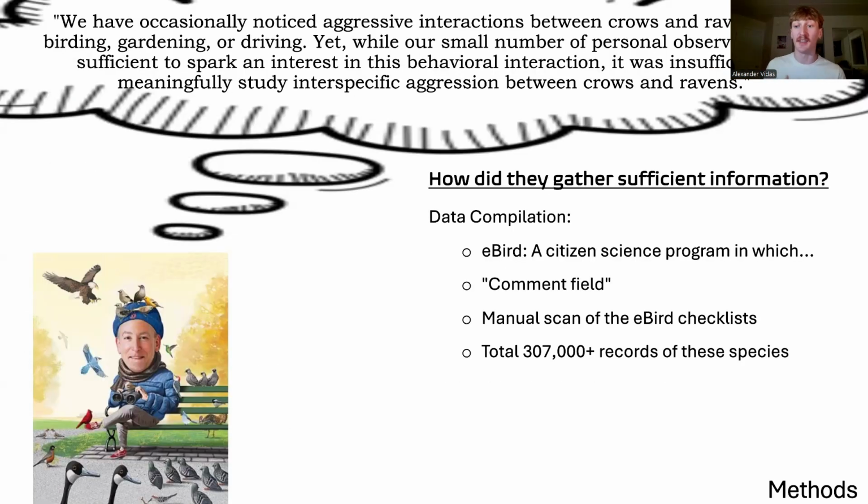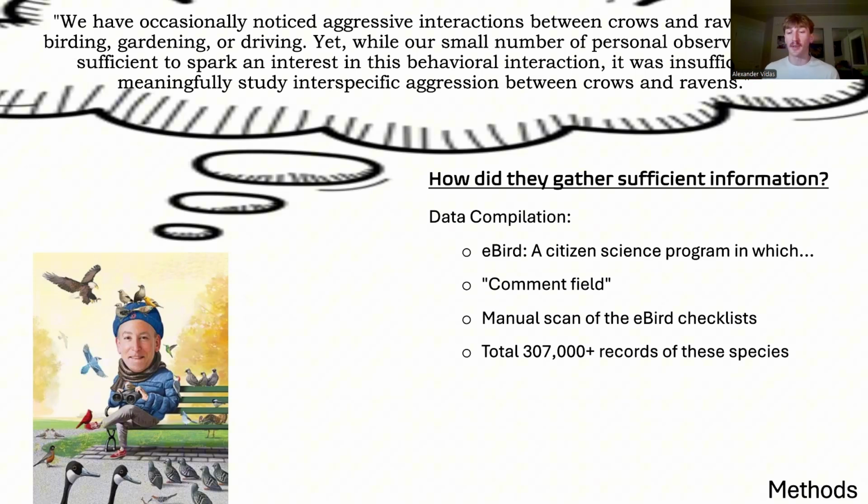So they're admitting to not having enough data, or not being able to collect enough data on their own. I mean, they're just two people in a lab. So how were just two people in a lab able to gather sufficient information to approximate the interspecific aggression between crows and ravens across an entire continent? So what did they do? They took to a website called eBird. It's a citizen science program where you can take the date, the time, the location, the species of bird, and leave comments on it.